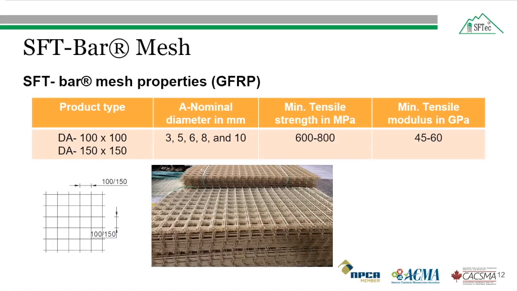There are several types of mesh based on the type of the structure and application. They come in 2 different spacings between the radial and longitudinal bars, of either 100 millimeter or 150 millimeter. The A in this table, where I've written DA 100 into 100 by 100, represents the size of the bar, the nominal diameter of the bar in millimeters. Five different bar sizes are available from 3 millimeter to 10 millimeter. The minimum tensile strength of the radial and longitudinal bar varies between 600 to 800 megapascal, and their elastic modulus varies between 45 to 60 gigapascal.